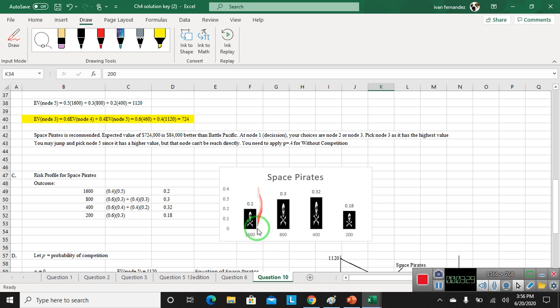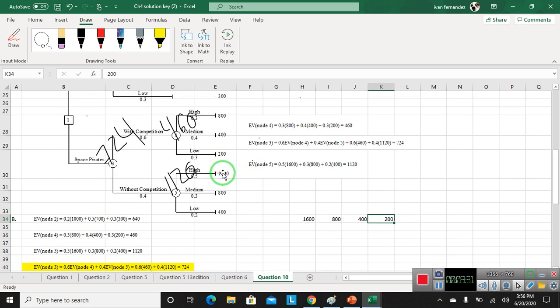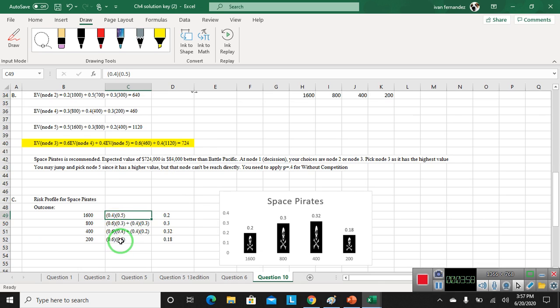What's the probability of 1600? Okay, 1600 only occurs one time, which is here. And the probability of 1600 is going to be the multiplication of the probabilities. Remember, like tossing the coin? When you were trying to figure out the probability of getting tails twice in a row, it was 0.5 times 0.5. Well, the probability of getting 1600 is 0.4 times 0.5, 0.2. So the height of this bar is 0.2.